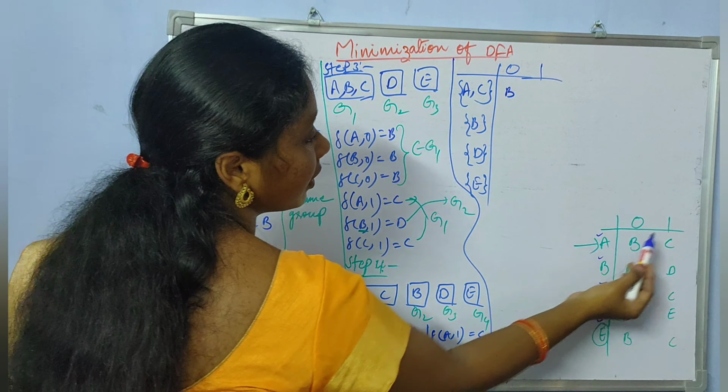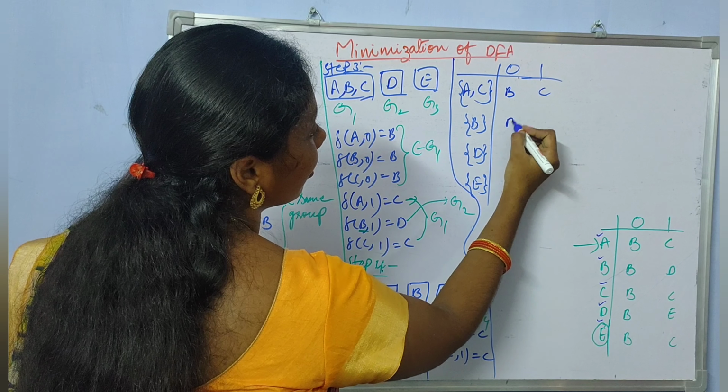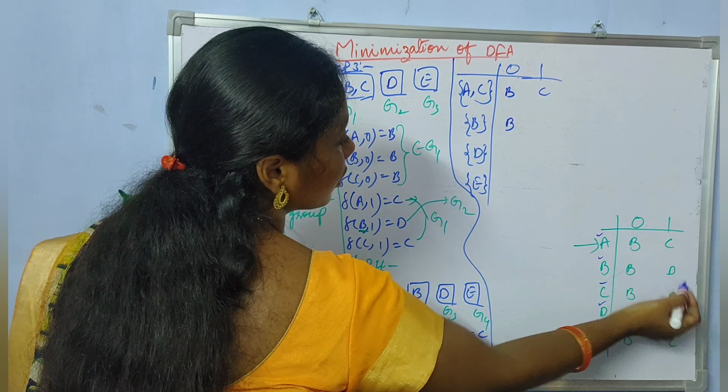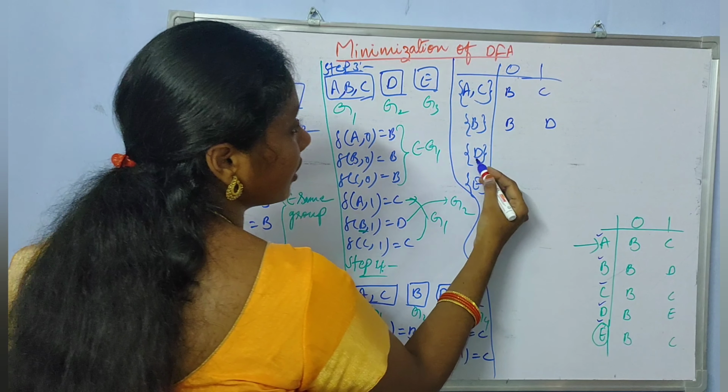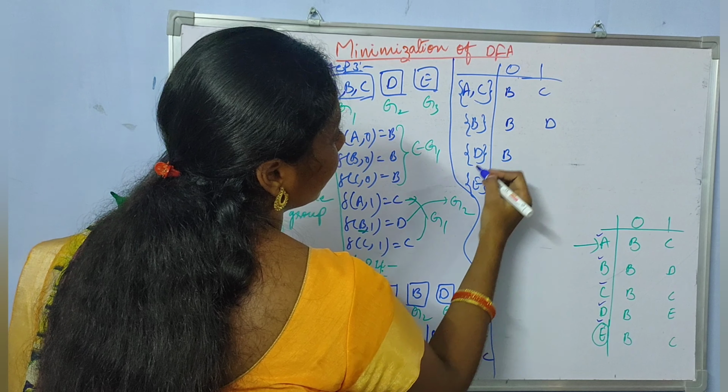Next, B with input 0. So B with input 0 goes to B. B with input 1 goes to D. Next, D with input 0 goes to B. Next, D with 1 goes to E. Next, E with 0 goes to B. Next, E with 1 goes to C.